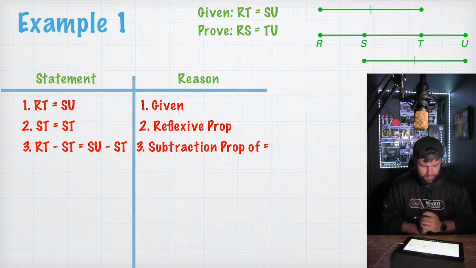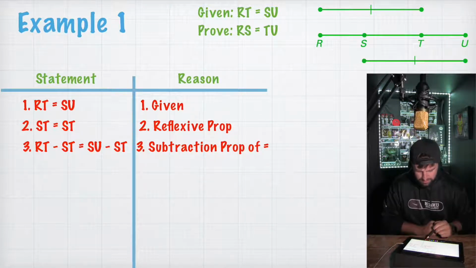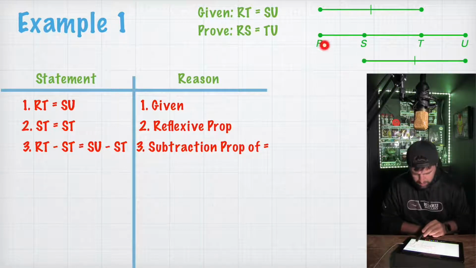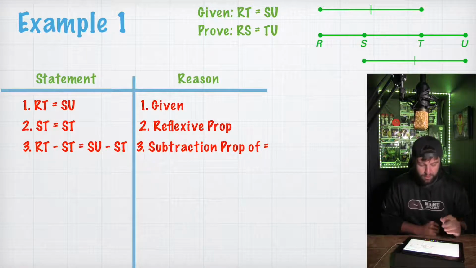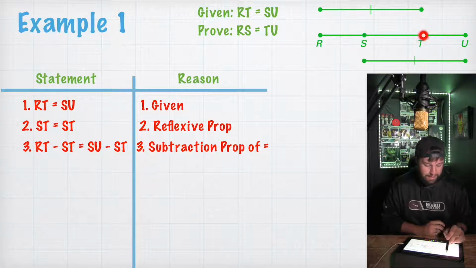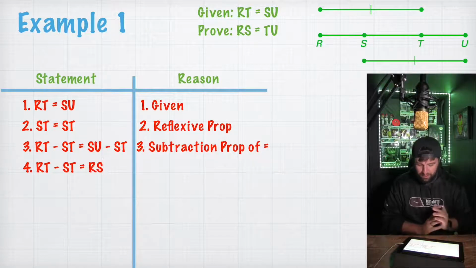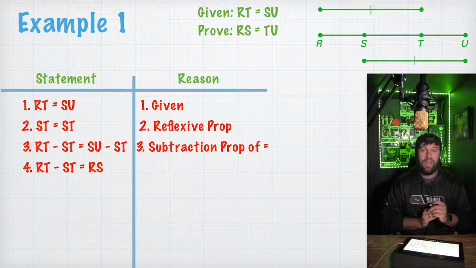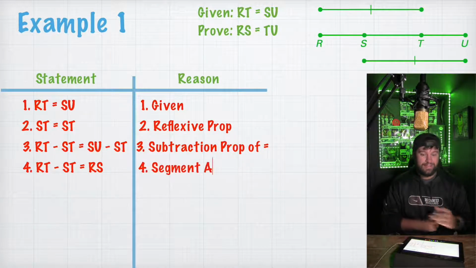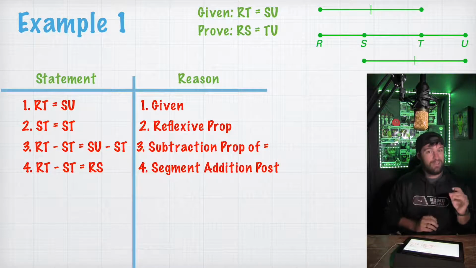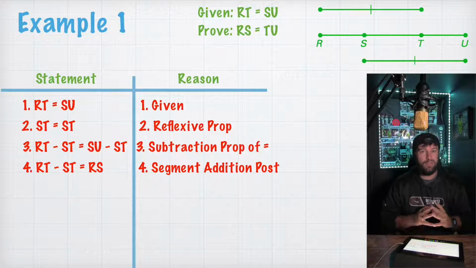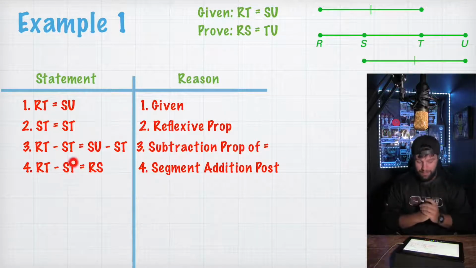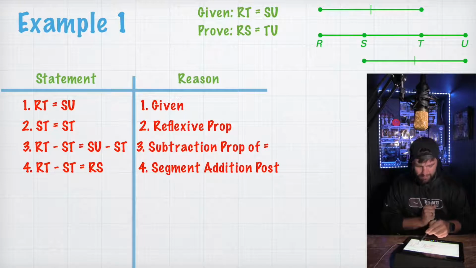Okay, so now what they're going to want us to state is what RT minus ST equals. So what does RT minus ST equal? It's going to leave us with RS. So we're just going to say that. RT minus ST equals RS. And the reason we're allowed to do that is the segment addition postulate. I know that can actually be kind of confusing because we actually did subtraction here, but segment addition postulate just says two segments make up a different segment. Okay, so two segments are making up a different segment.